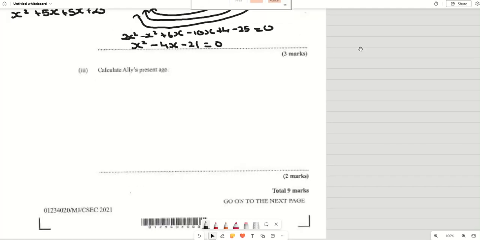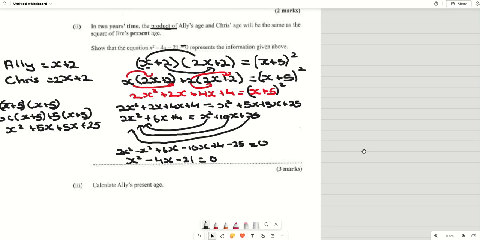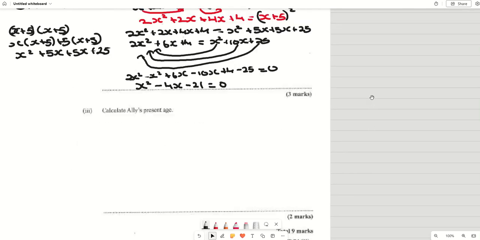Now they said to calculate Ali's present age. What is Ali's present age? Ali's present age is x. So basically, they're telling you to solve for x using this equation. So we know that x squared minus 4x minus 21 is equal to 0.